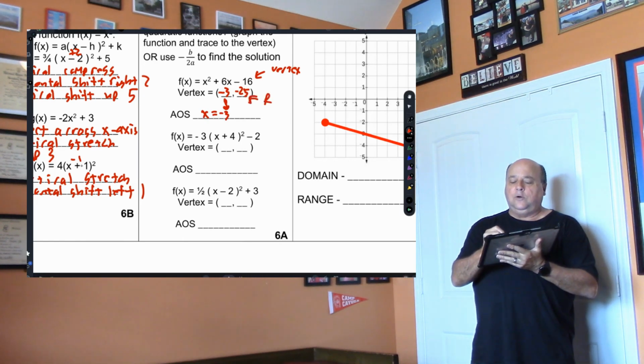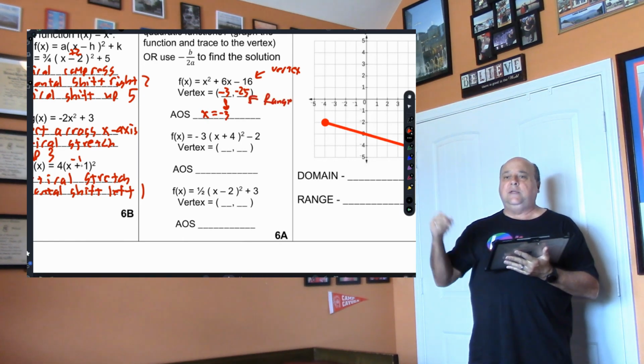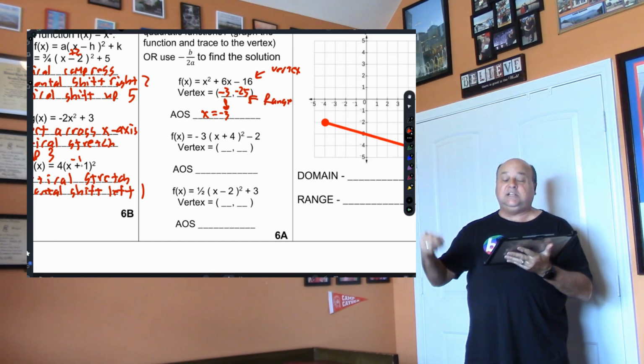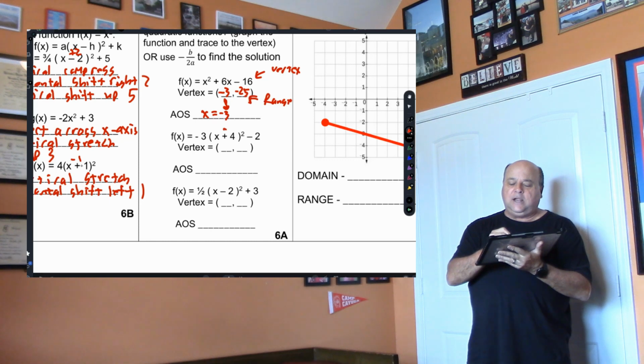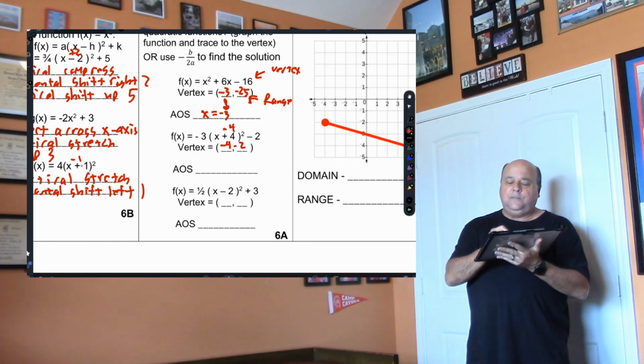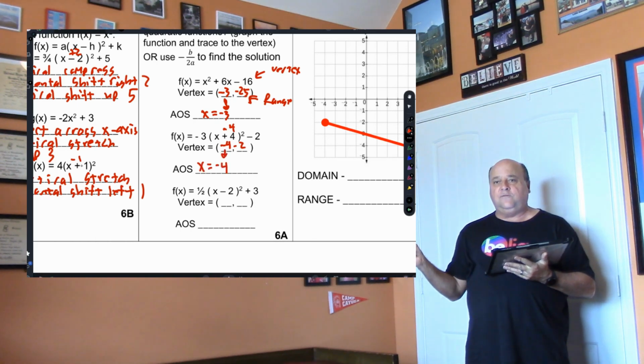So the x of the vertex is the axis of symmetry. The y is going to go to your range. That's going to be the max or min. Right here, the opposite of plus 4 is negative 4. The vertex is negative 4, negative 2. I don't even have to graph it. This right here goes to the axis of symmetry. It's x equals negative 4.